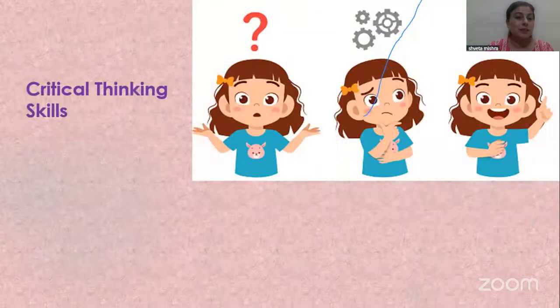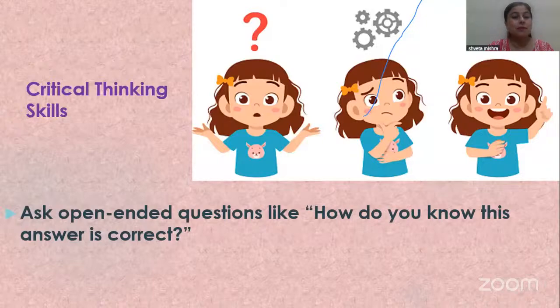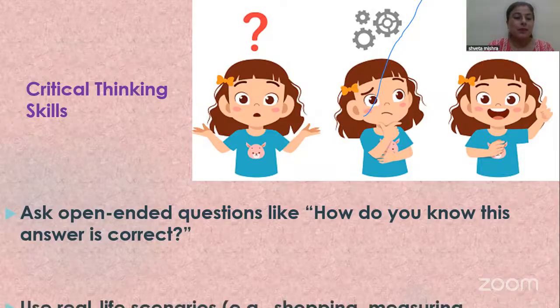Critical thinking skills can be developed by asking open-ended questions like, how do you know this answer is correct? They can come up with a correct answer, and most likely we as teachers are always in a hurry to say, very good, correct answer, clap for this child. Instead, ask that child, how do you know this is correct? Or how did you find this answer, by which process have you done this question? Definitely, he will come up with his own explanation.